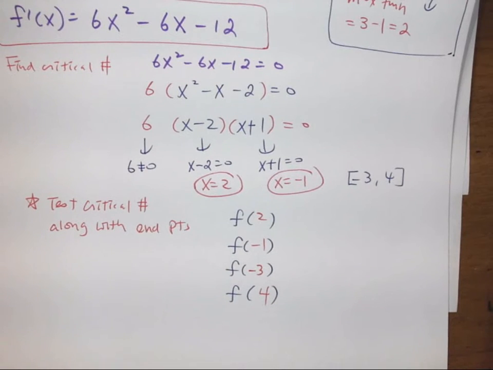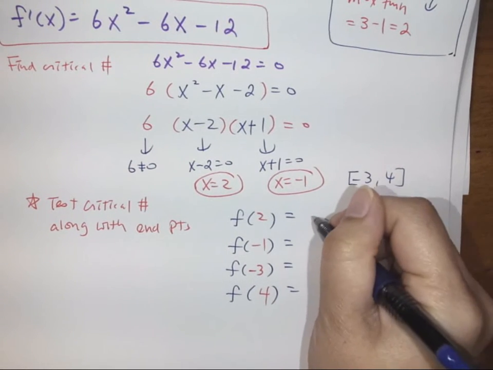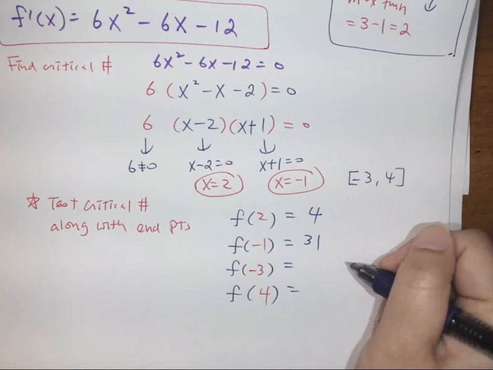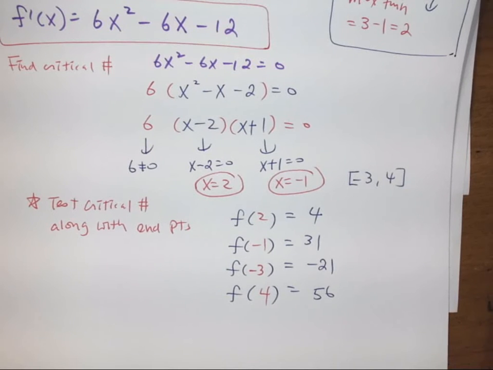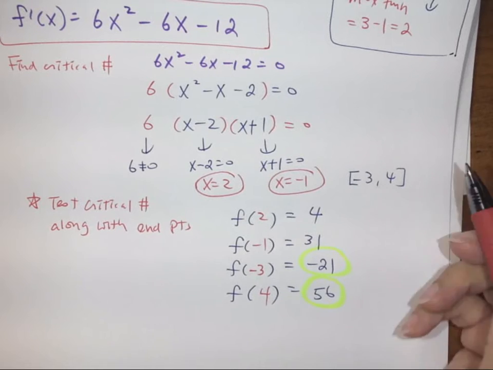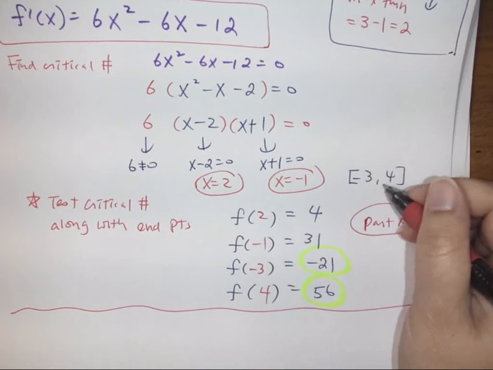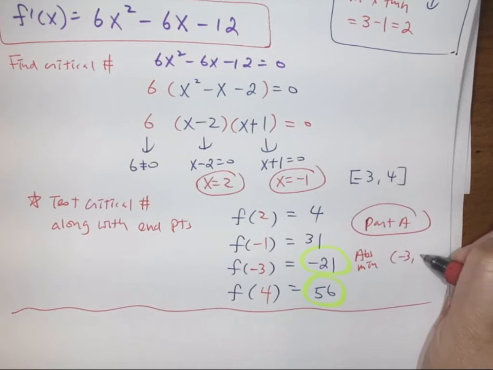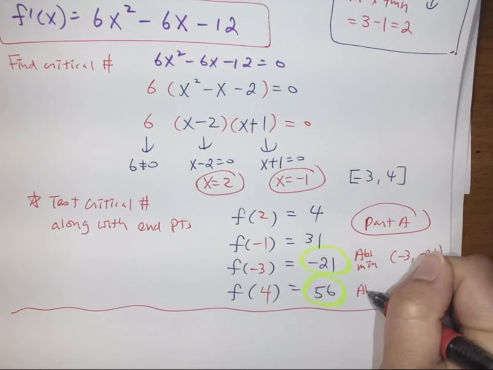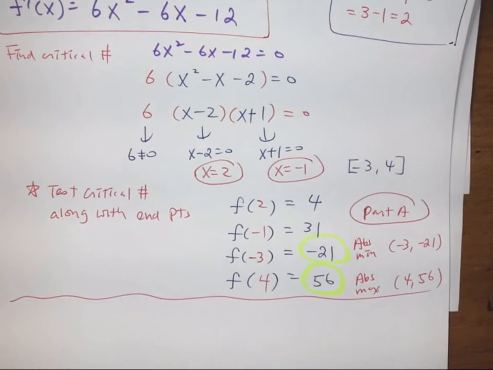So take a minute and try to find those numbers. Once you're done, the first one is going to be 4, this is 31, this is -21, and 56. I can see that this is the biggest one and this is the smallest one. So for the A part, with the endpoints -3 and 4, we have an absolute minimum at -3, -21, and then we have an absolute maximum at 4, 56. I hope that makes sense.